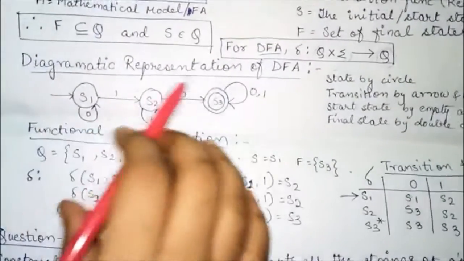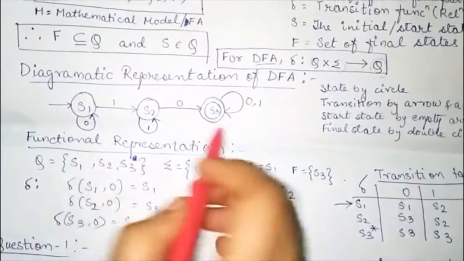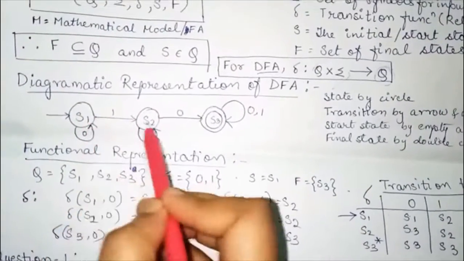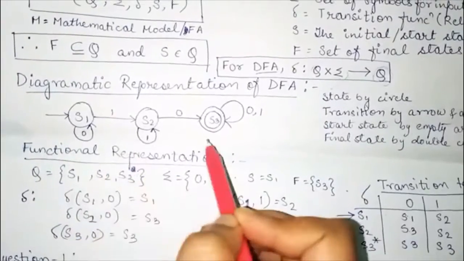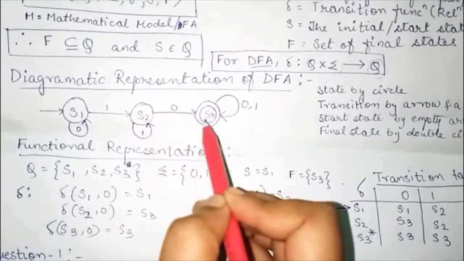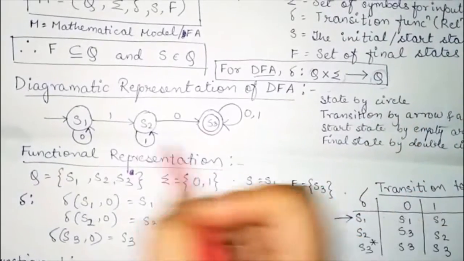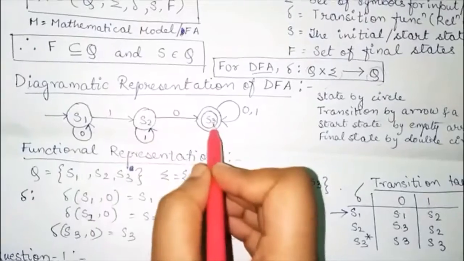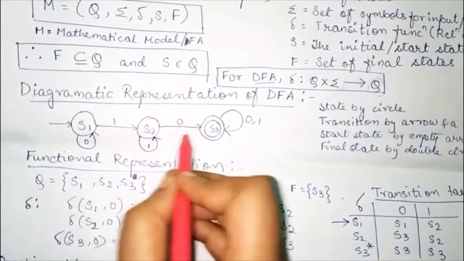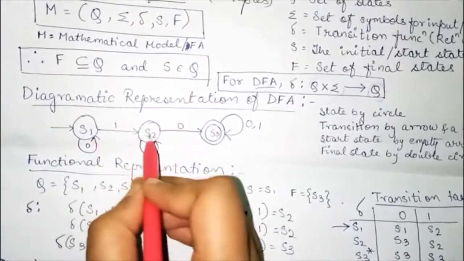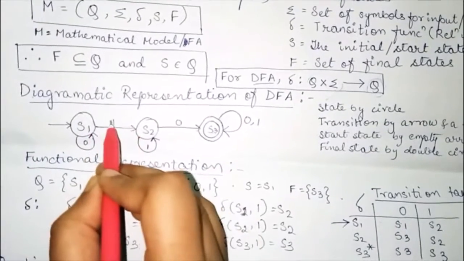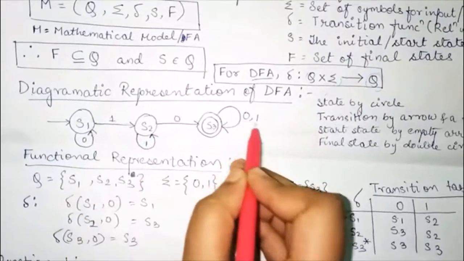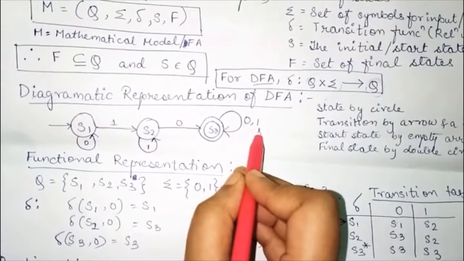Then comes the diagrammatic representation of DFA. So this is how a simple DFA looks like. We have here some circles and then arrows and the numbers. Here the circles are the states. The states are represented by circles and they have the names or labels S1, S2, S3. Then we have the arrows. The transitions from one state to another are represented by an arrow with an input label with it. Here inputs are 0 and 1. We can see only the symbols 0 and 1. These are the labels.